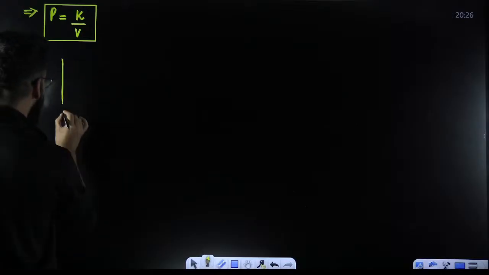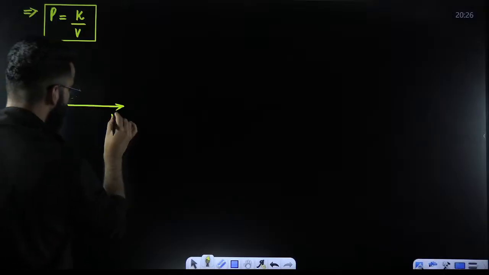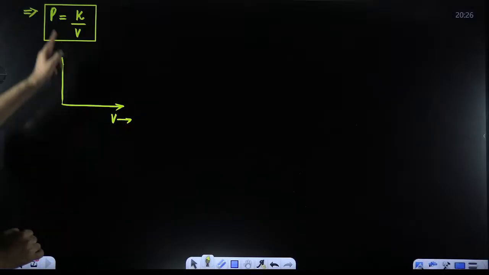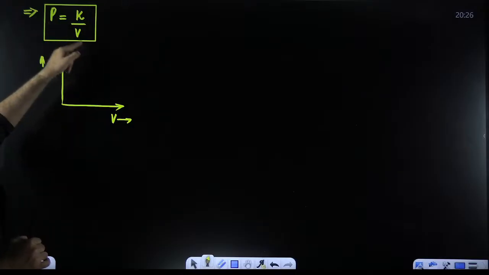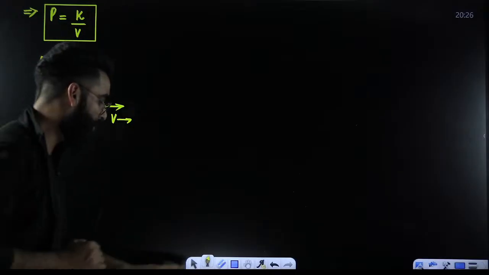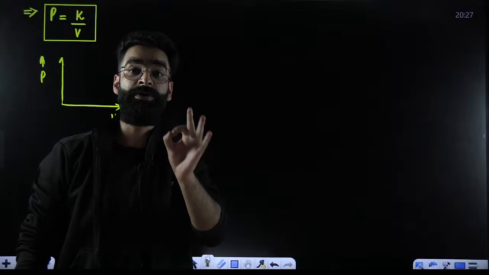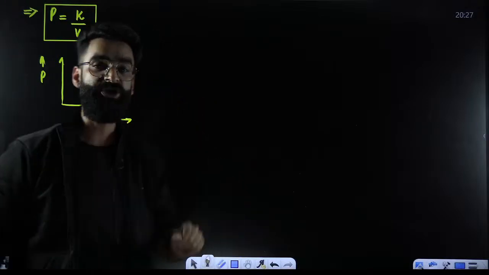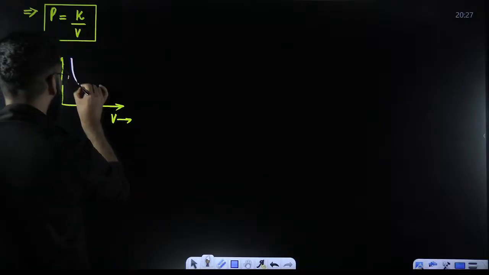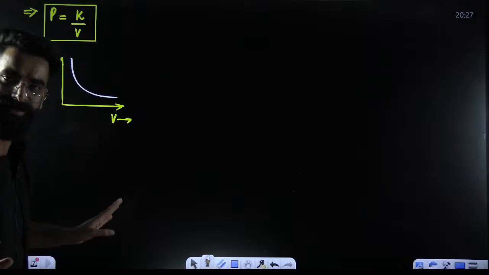My dear students, if they ask you what the nature of the curve between pressure and volume has to be, what will be your answer? P = K/V. Pressure and volume are inversely proportional to each other. I told you already, whenever you need to plot a curve between two variables which are inversely proportional to each other, the nature of the curve is going to be a rectangular hyperbola. So this is the hyperbola here. Simple. Done and dusted, right?